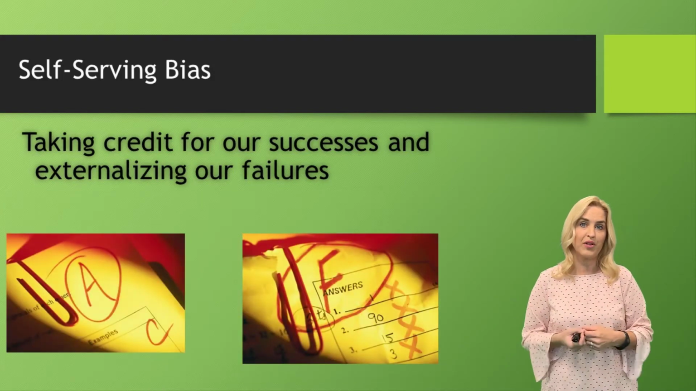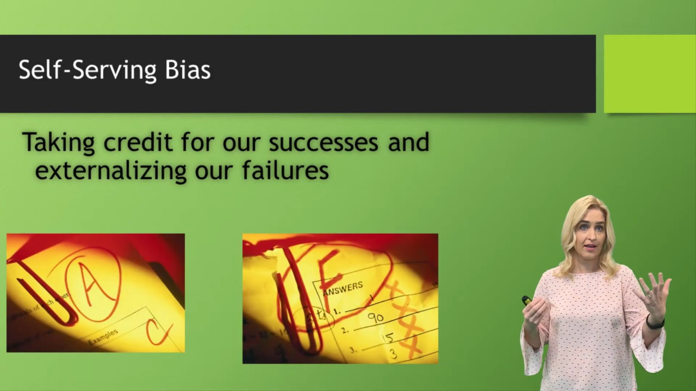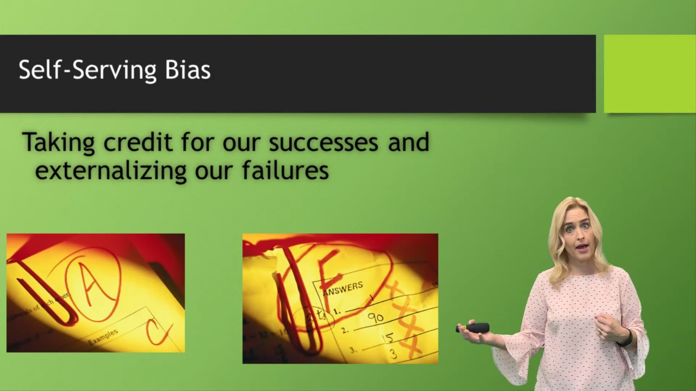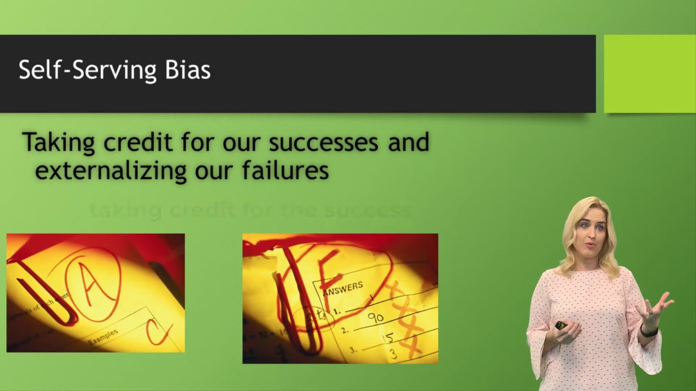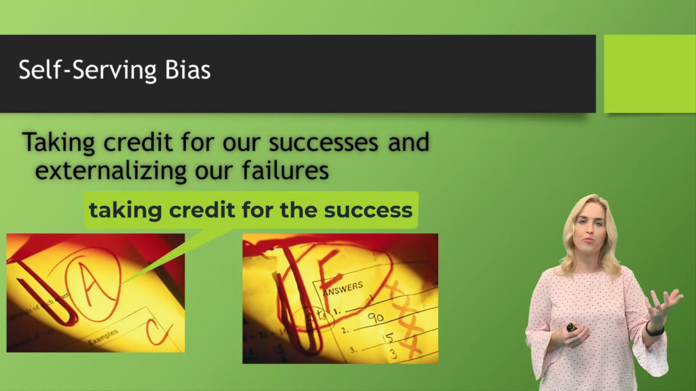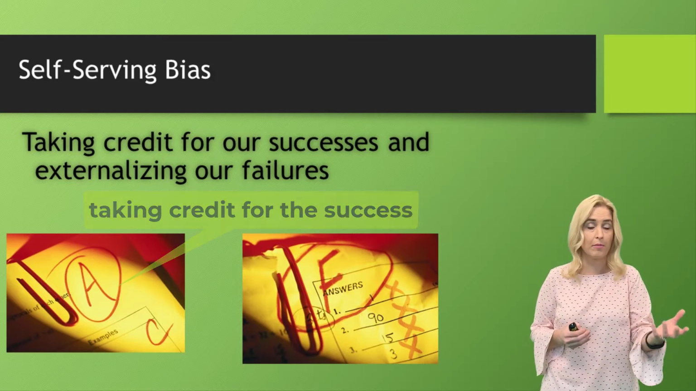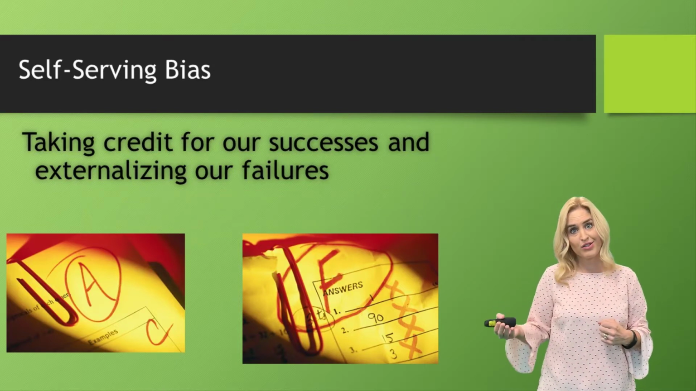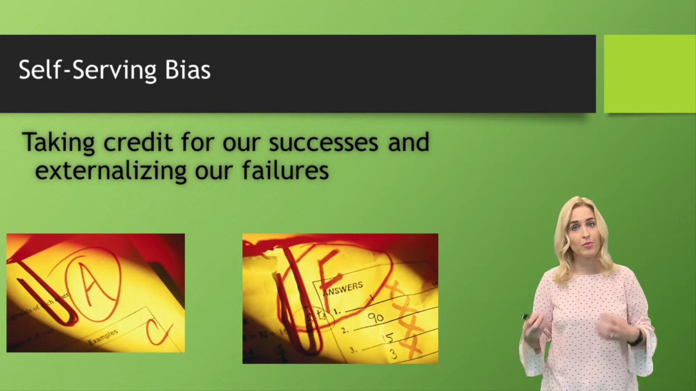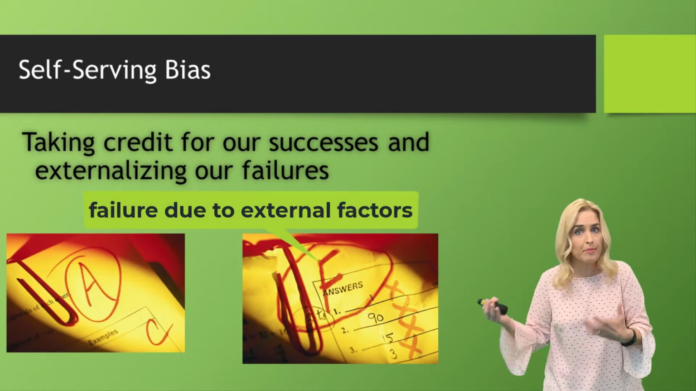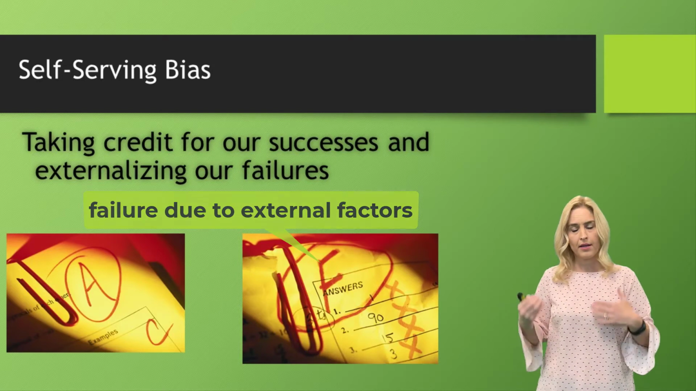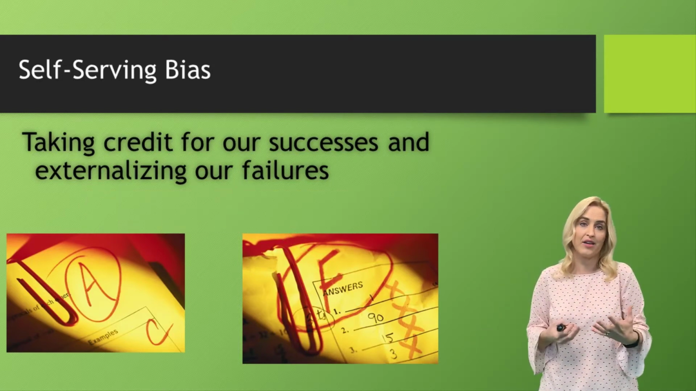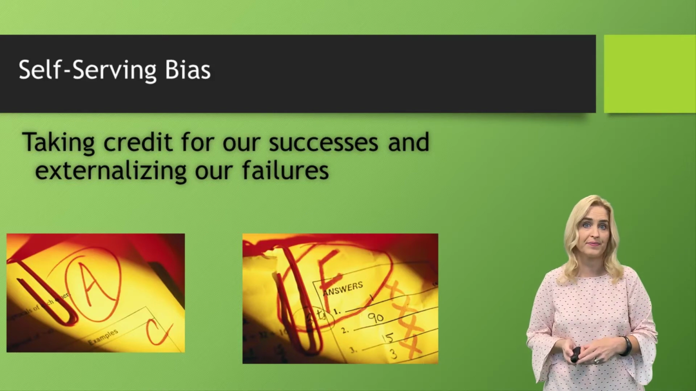So the example that you see on the slide here is the test that I got an A on and the test that I didn't do so well on. I got an F. Well, I got that A because I'm so smart and I'm so well prepared for that test, self-serving bias. I didn't do well on the test, so the test that I didn't do well on, the F, I didn't do well because of external factors. The teacher made that test too hard. Some external factor was the reason I didn't do well. It wasn't the fact that maybe I wasn't prepared for the test.